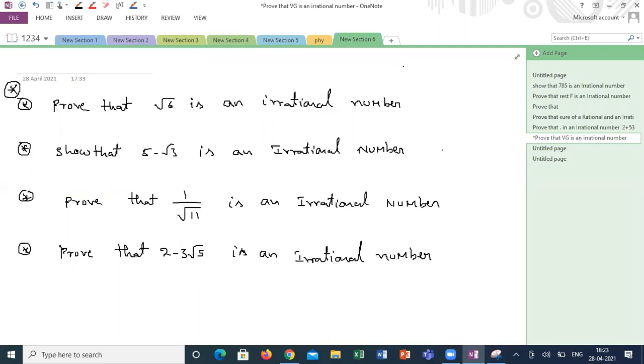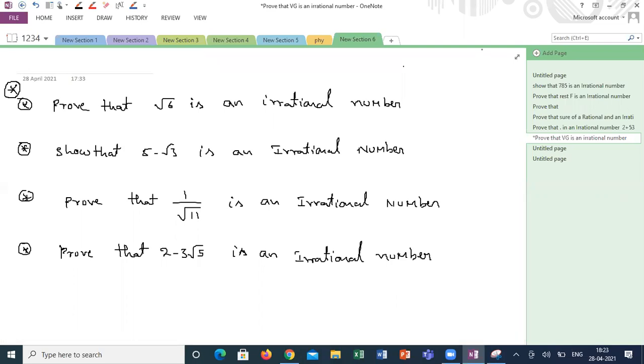If you are done, try this one. Root 6: can you try root 2 into root 3? Yes, sir, I'm trying. You can take root 10, root 6 is equal to p by q, and you can proceed by squaring both sides. Okay, sir. Try it. Okay, sir, I'm trying that again.